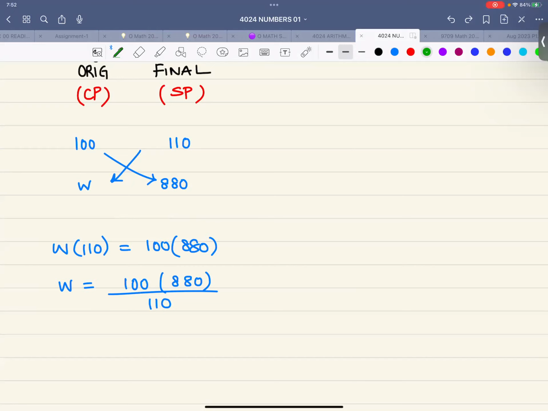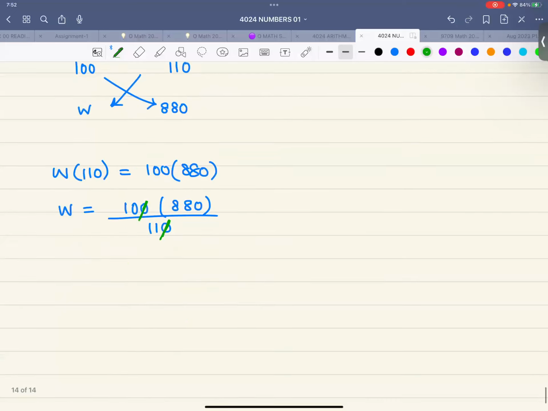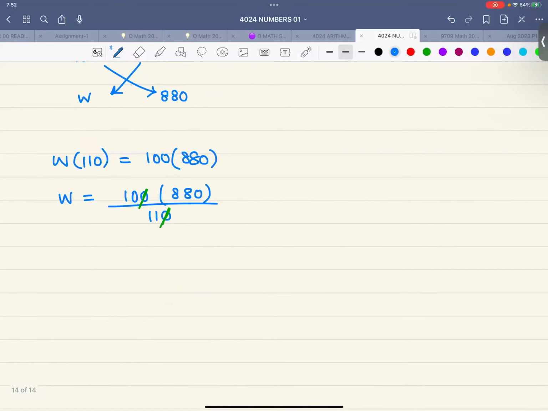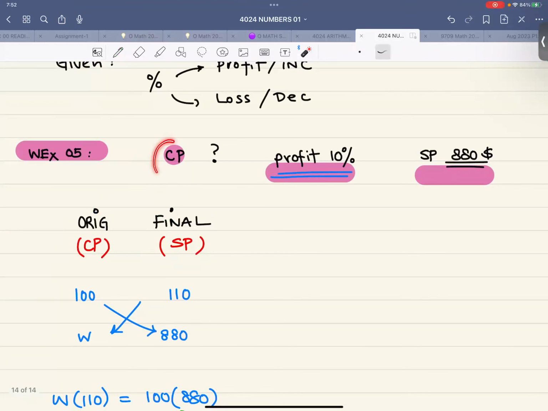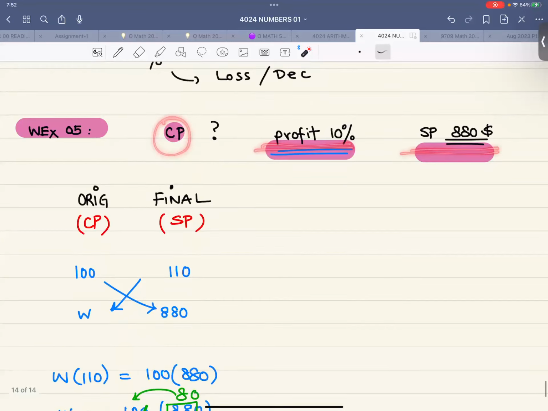So therefore, first of all, only the 10 is getting cancelled. And then what else can we do? Now we will divide: let's take this 11 and divide it by 88. So that is 80 over here. Now this 80 into 10 comes out to be $800, which makes perfect sense. Why? Because the cost price was less. There was a profit of 10% and that gave us $880.